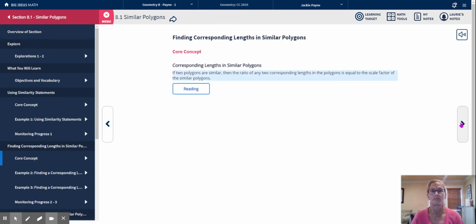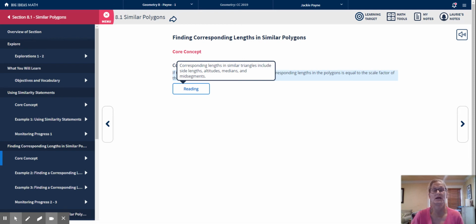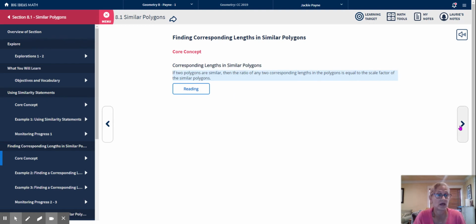So the next core concept in 8.1 is that corresponding lengths in similar polygons are equal to the scale factor. So if two polygons are similar, then the ratio of any two corresponding lengths in the polygons is equal to the scale factor of the similar polygons. Just so we know, corresponding lengths in similar triangles include side lengths, altitudes, medians, and midsegments. So it's not just the outsides.